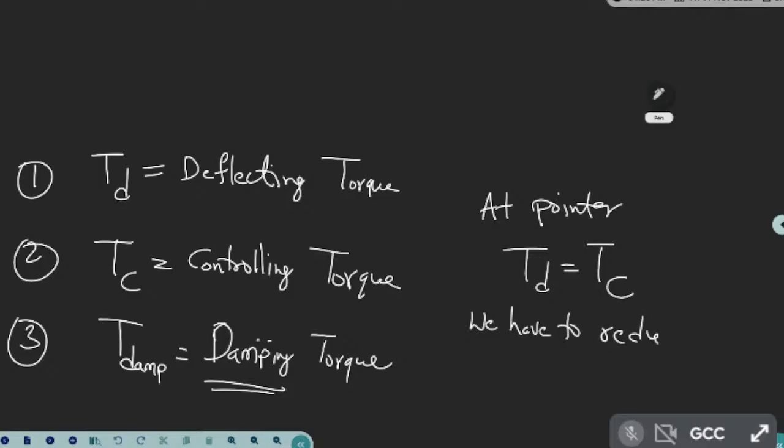We have to reduce the damping torque. Okay, so damping torque will be generated in the instrument, but then we cannot avoid this.